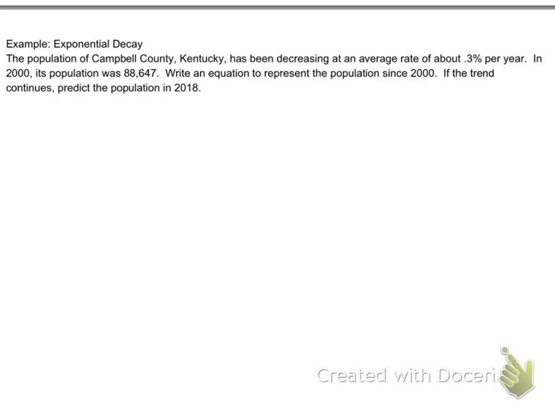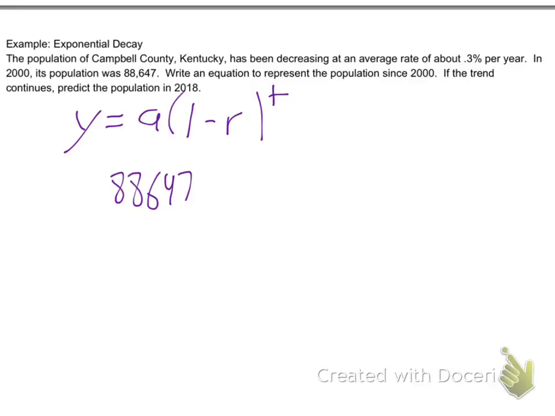I'll help you guys out. I gave you the equation, you fill it out. So, A, the initial amount, is 88,647.